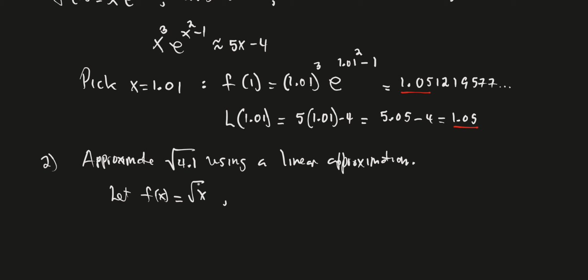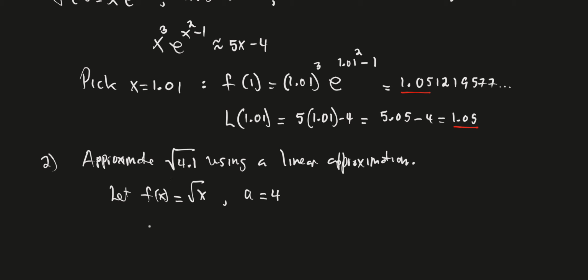Well, in order to find the square root perfectly, my number would have to be a perfect square. Can I think of a perfect square that is close to 4.1? Yeah, 4. So I'm going to let a be equal to 4. So what I'm going to do is find the linear approximation of my square root function at this point and then use that linear approximation to approximate the square root of 4.1, right?